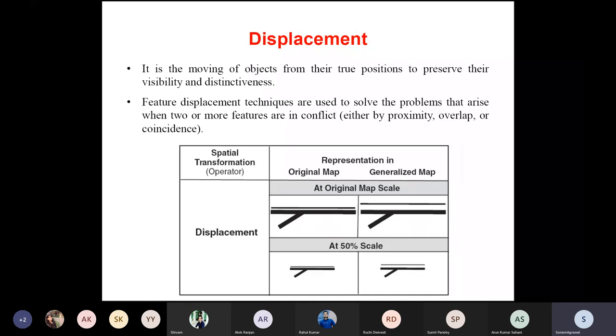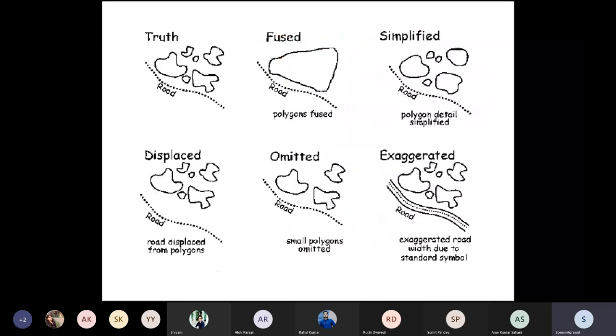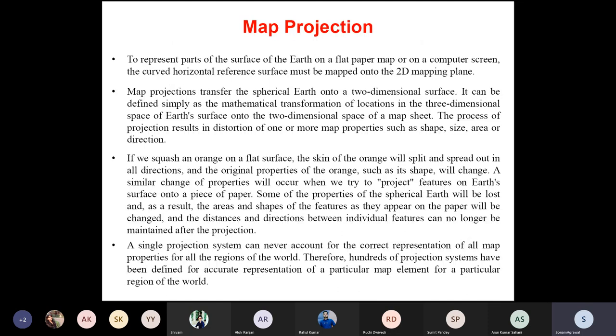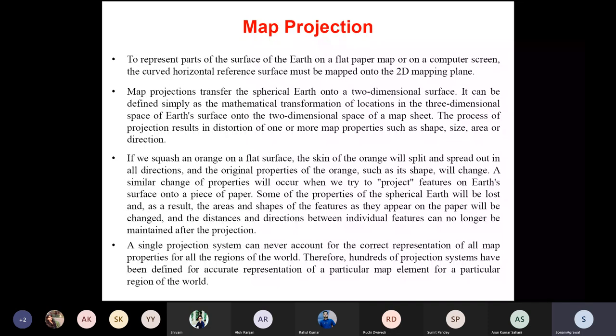Displacement, moving of objects from their true position to preserve the visibility and distinctness. We have seen the examples of all these things. After that, we have started the map projection. So what was map projection? When we try to convert the 3D Earth onto a two-dimensional flat surface, then we need a map projection.